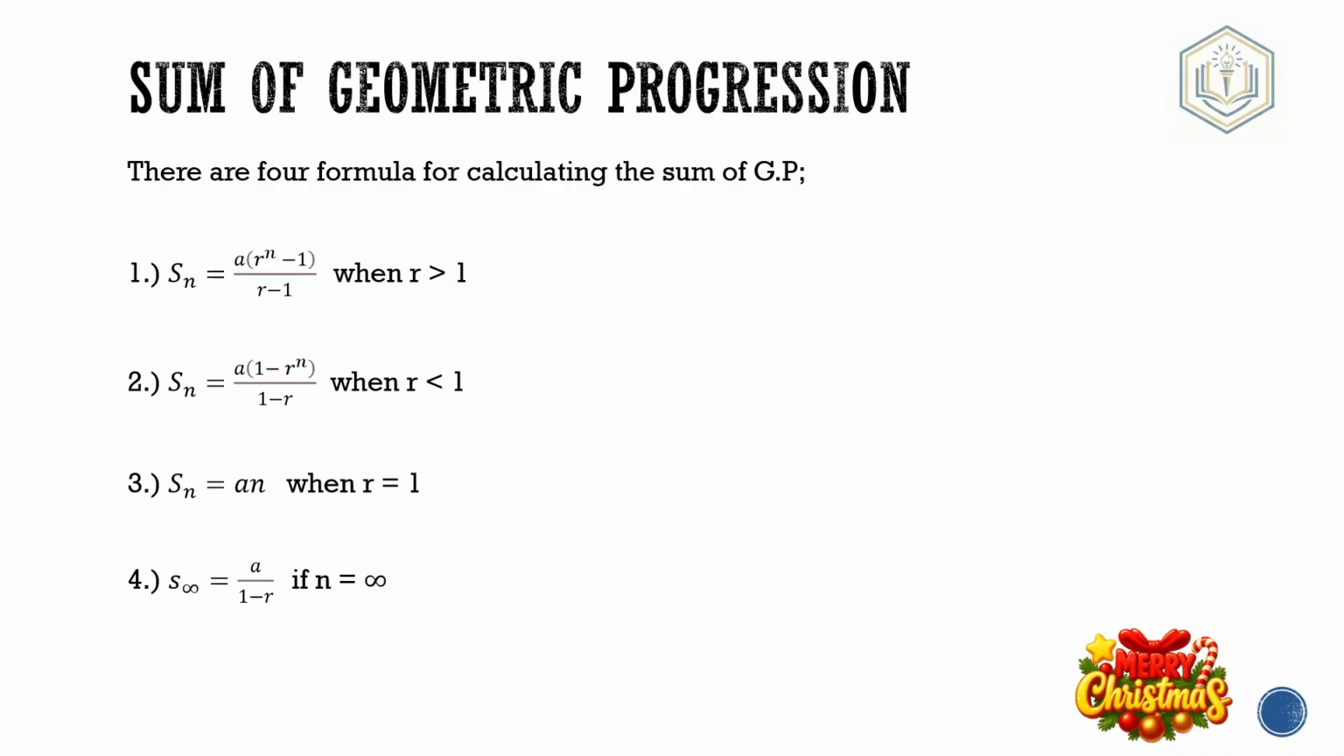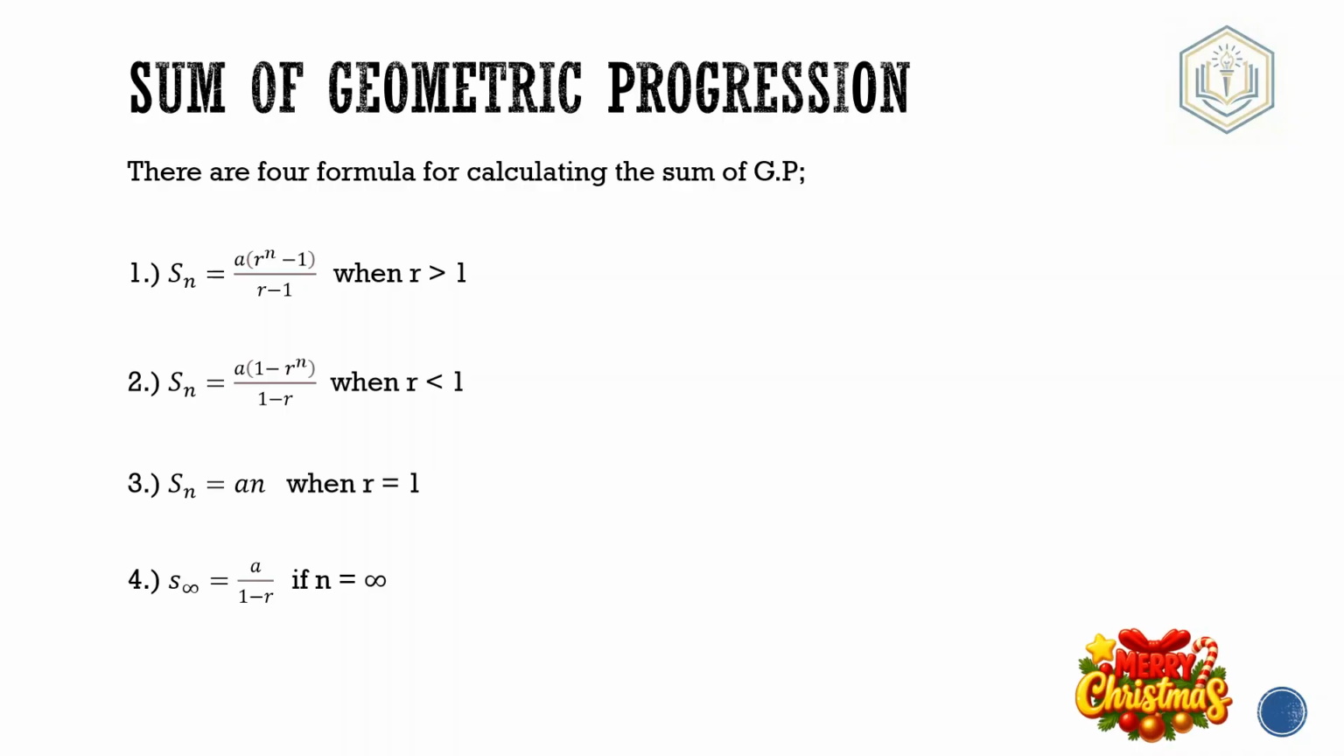And then you have number 2 formula, that's S subscript n equals a, open a bracket, 1 minus r raised to power n, close bracket, divided by 1 minus r. You use this when your r is less than 1. The third one is S subscript n equals an. You use this when your r is exactly 1.